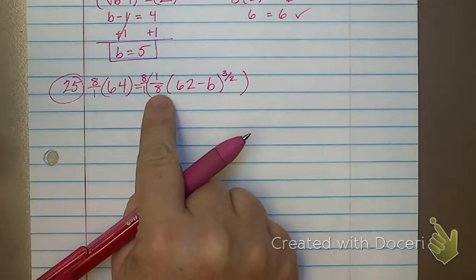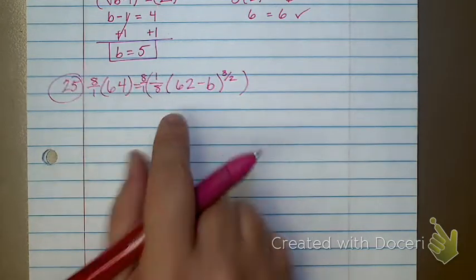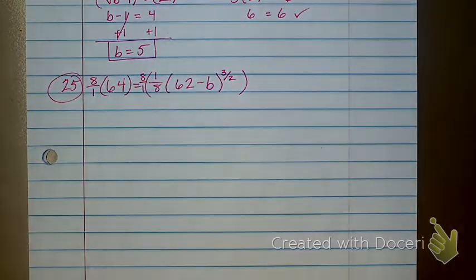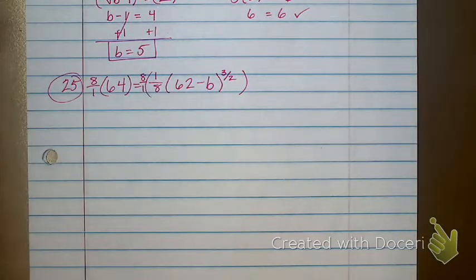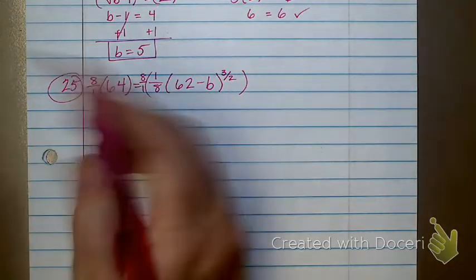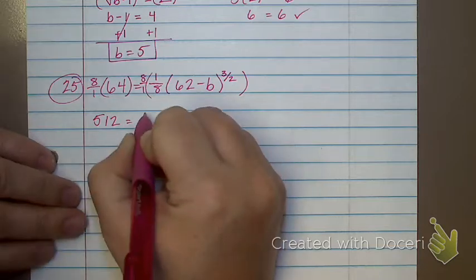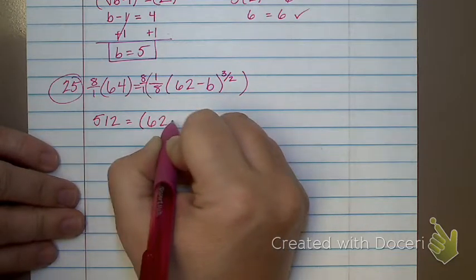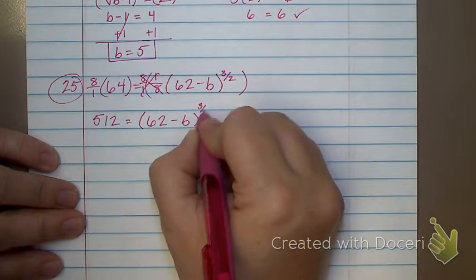Keep in mind, if that was a negative 1/8, my reciprocal would be negative 8. Reciprocal simply flips the number. It does not actually change the sign of the number. So on this side, I have 8 times 64, which is 512. And over here, I have parentheses 62 minus b, because those guys have canceled, to the 3/2 power.